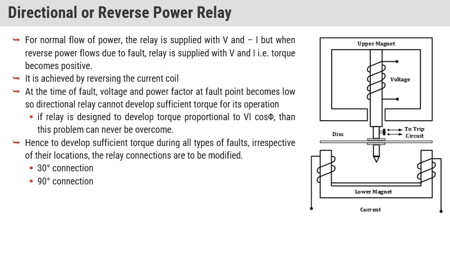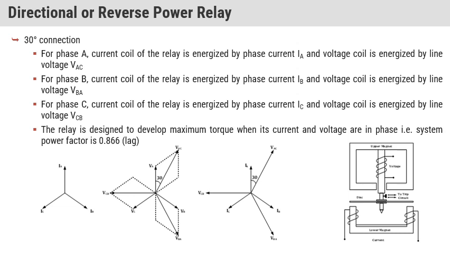In the last lecture we saw the directional reverse power relay. It has two types of connection, the 30-degree connection and the 90-degree connection. In the 30-degree connection, for phase A, the current coil of the relay is energized by phase current IA and the voltage coil is energized by line voltage VAC. For phase B, the current coil is energized by phase current IB and the voltage coil by voltage VBA. And for phase C, the current coil is energized by phase current IC and the voltage coil by voltage VCB.